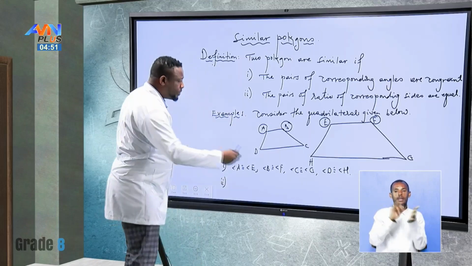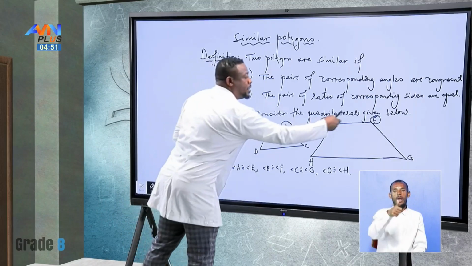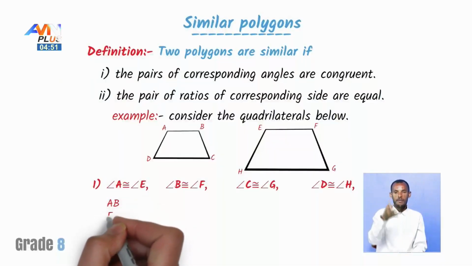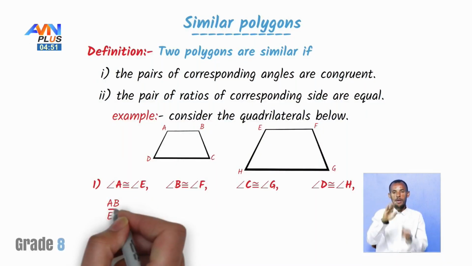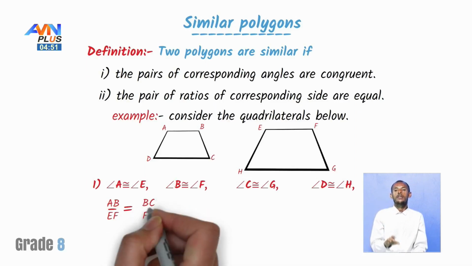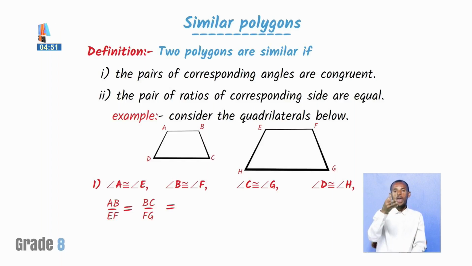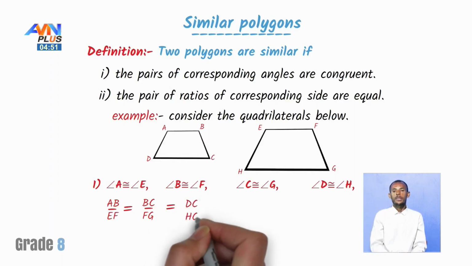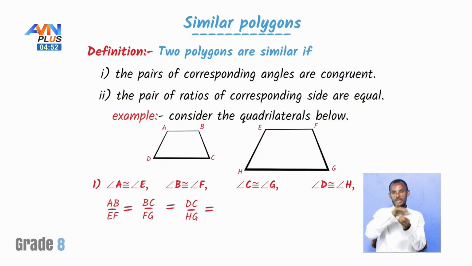That means AB over EF is the same as BC over FG. This is also the same as DC over HG, and AD over EH must be the same, okay?